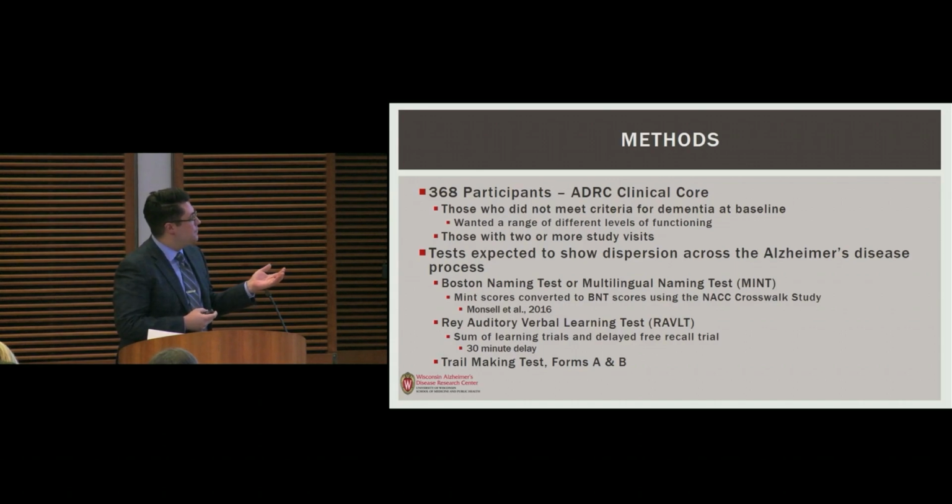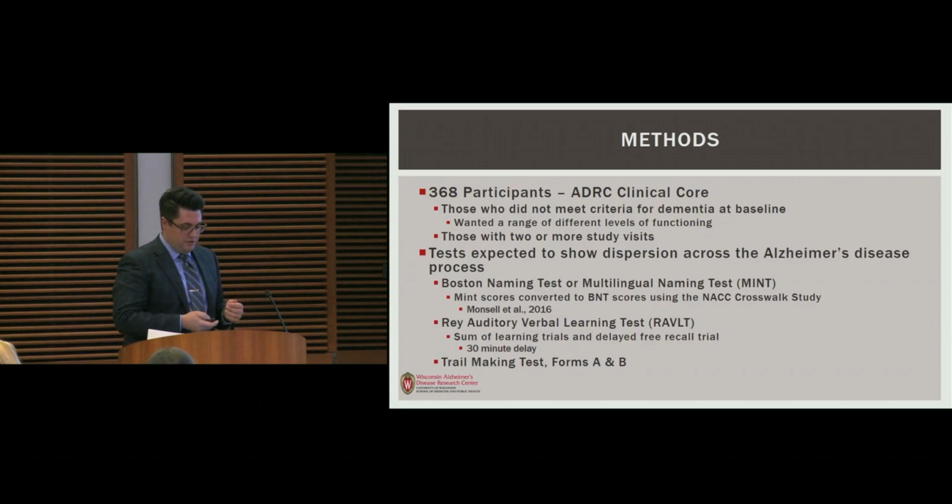This is a test of learning and memory of unstructured verbal information, so a list learning task. And then the Trail Making Test forms A and B. An example of why we chose these tests with trails, form A is something that is simple visual scanning and processing speed. Form B has that same component, but with an added mental flexibility and set shifting component that we would expect to see change earlier on in the disease process.